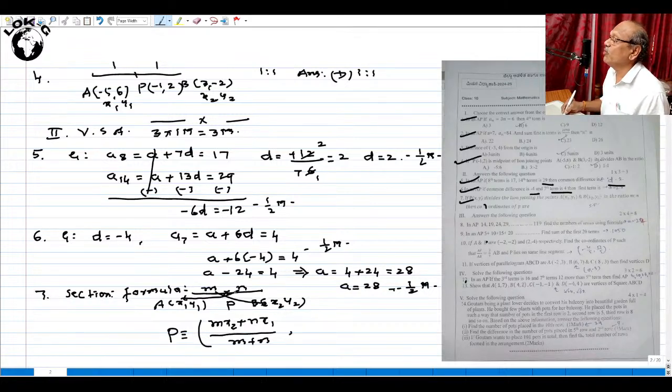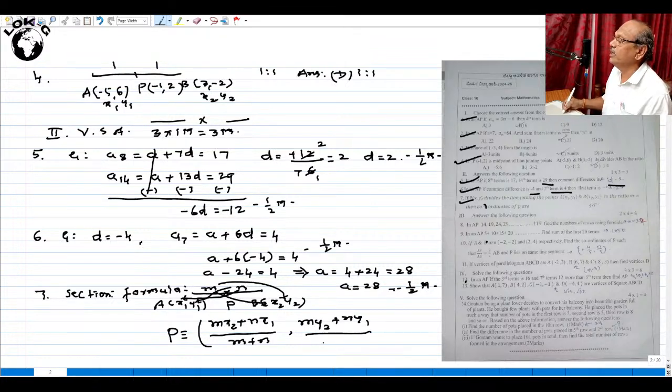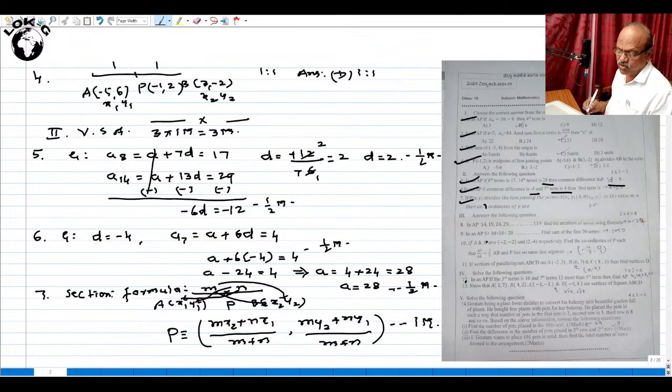So that you want to get the y coordinate of it, you multiply m y2 and n y1. That is m y2 plus n y1 upon m plus n. Even if you write this much, if you correctly write it, you will get full marks. I think most of you must have solved it very easily. It was an easy question.